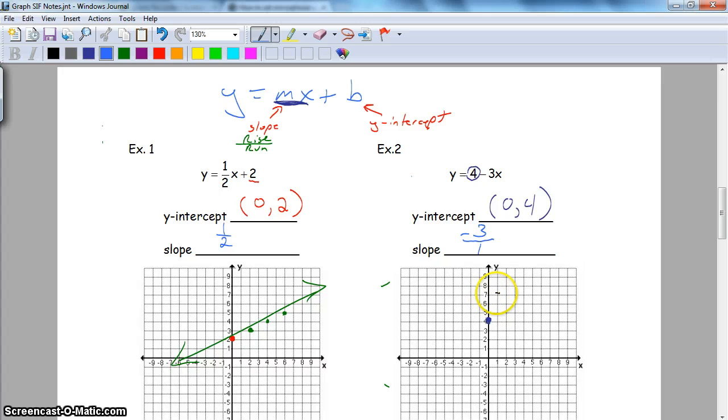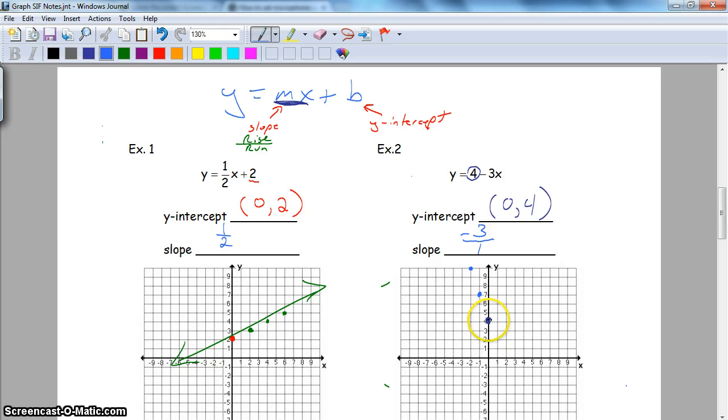Run of 1. Now here's the thing. If I go to the right one, is that going to give me a negative slope? No, it's not a negative slope, so we got to erase that point. Instead, if we go up 3, we're going to have to go left 1. We have to run to the left. That's going to give us a negative slope. If I go up 3 again and go left 1, you can see how that's going to give us a negative slope.